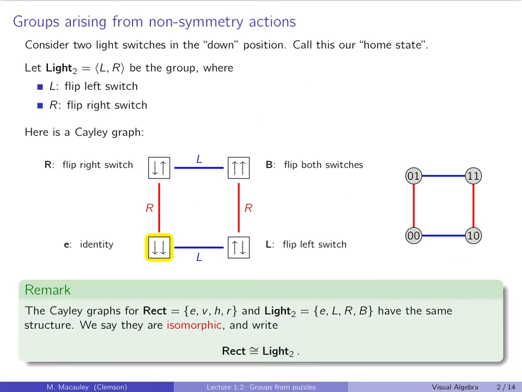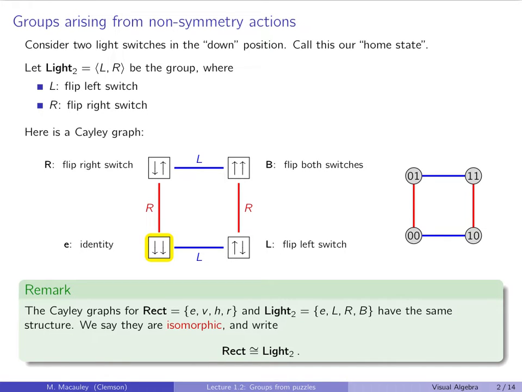Let's get started. I want to start with the last slide in the previous lecture because we're going to build off of it. For that one, we had two light switches in the down position. We called this our home state. And we considered the group generated by the actions of flipping or toggling the left and the right switches. So L is what we get by flipping the left switch and R by flipping the right switch. The Cayley graph has the same structure as the group of symmetries of a rectangle.